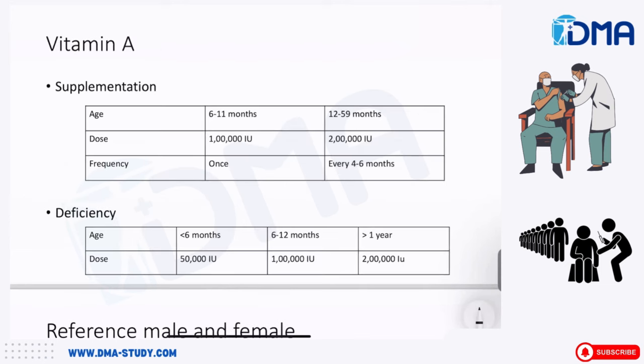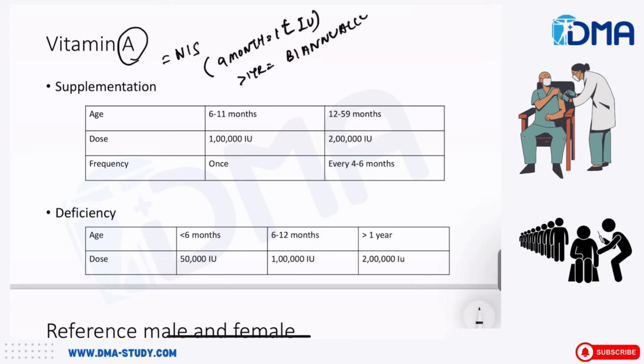So I'll talk about a little of vitamin A supplementation. If we see about the National Immunization Schedule, NIS, vitamin A first dose is given at 9 months. And it is 1 lakh international units. After 1 year, it is given biannually, till 5 years. 2 lakh international units is given.